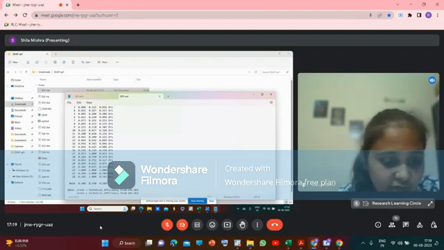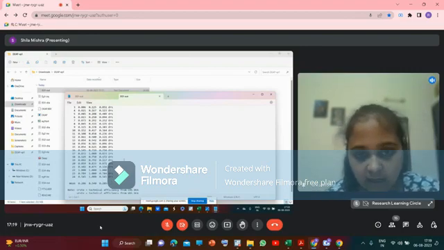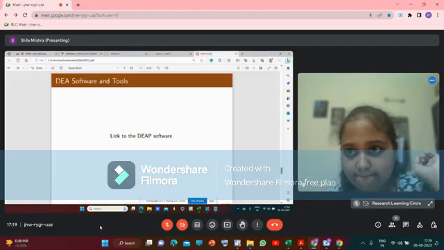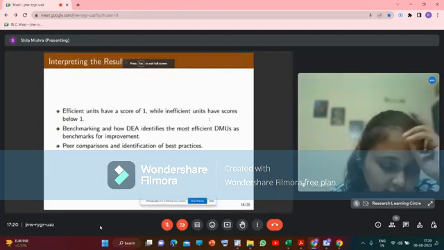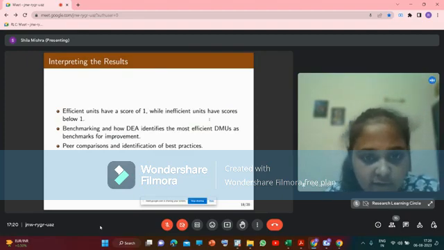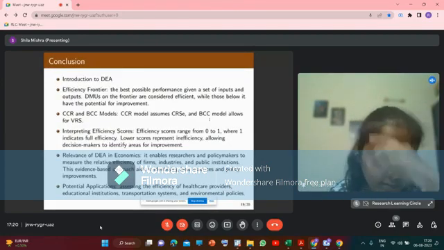On average, the technical efficiency score of all the DMUs combined is just 0.540, which is about half. So how do we interpret these results? As I mentioned in the previous slides and while using the software, efficient units have a technical efficiency score of 1, while the inefficient units have efficiency scores below 1. Whichever decision making unit has an efficiency score of 1 would be termed as benchmark, or the one which makes the efficient frontier, and the others would be inefficient, and we'll be comparing the other DMUs with the benchmark DMUs.